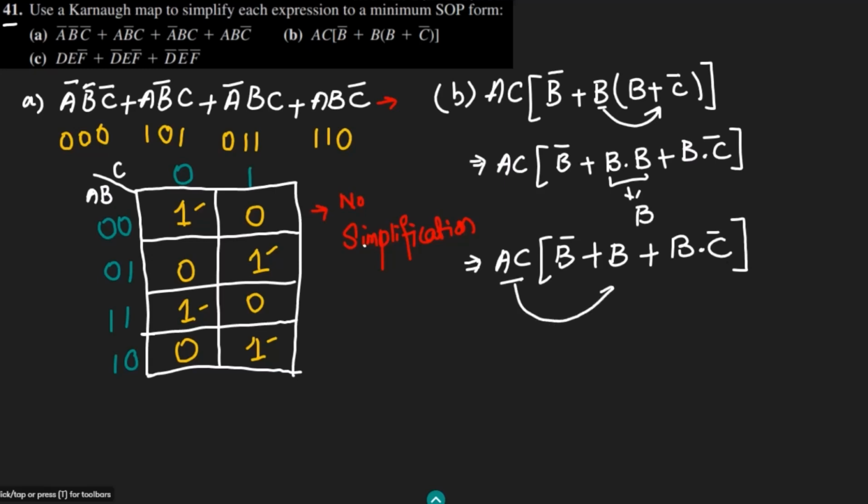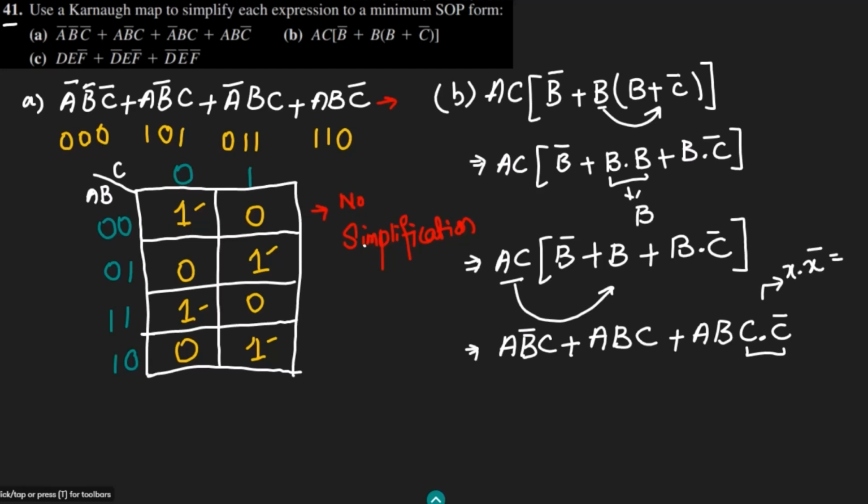Now multiplying these terms with all the terms inside and opening it, let me write the simplified one. I will get A B complement C plus A B C, and also plus A B C dot C complement, arranging it in the manner which is feasible. We can clearly see that this is C dot C complement, and I know that x dot x prime is always equal to 0. So this term will be 0.